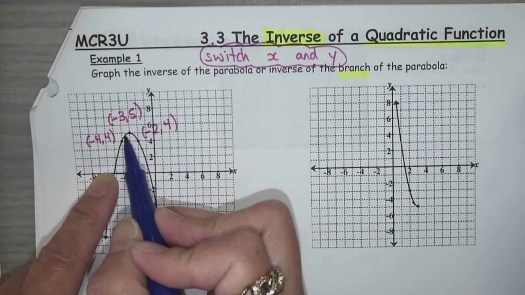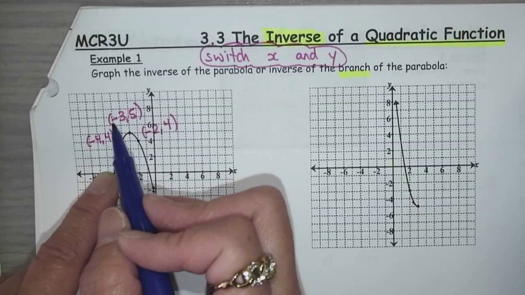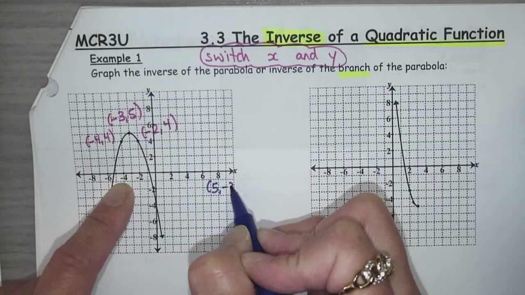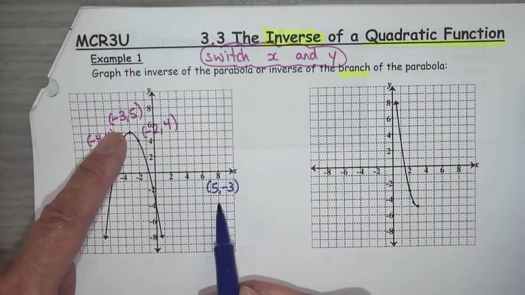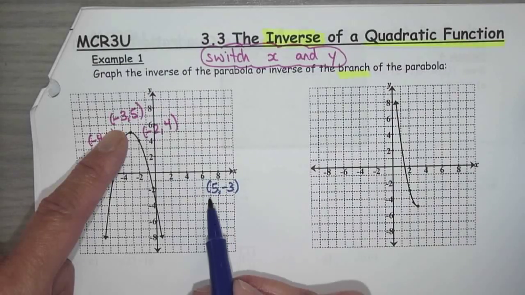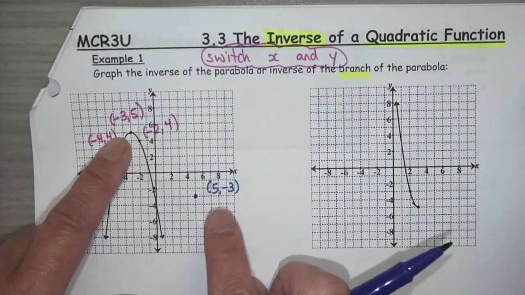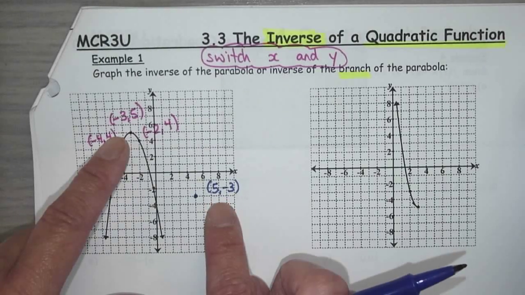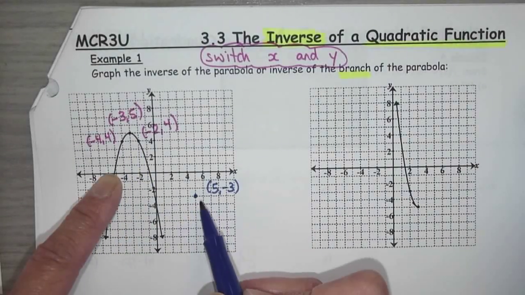But the vertex here, the -3, 5, when I inverse that, I get 5, -3. So 5, -3 is still the vertex of your new inverse. So I go 5, -3 like that. That vertex becomes the vertex of my new function or new relation. Then the two side points will be the sides of my new relation.